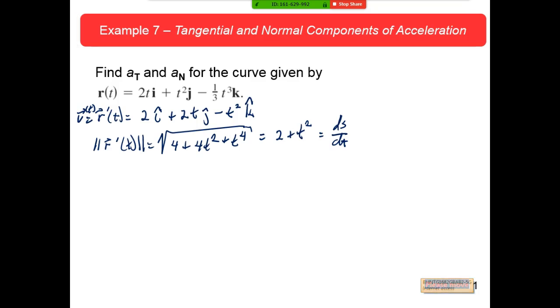Now, are we there yet, you might say? What we're looking for, a sub t and a sub n. Does this give us either one of them? The answer's no. Okay. But what does this give us? This gives us ds dt, right? And what can you do with that?